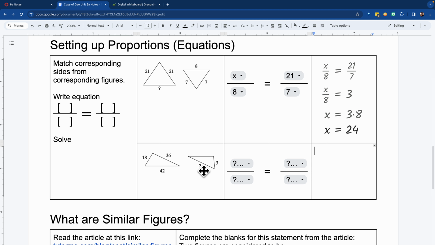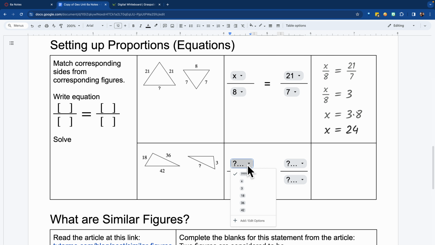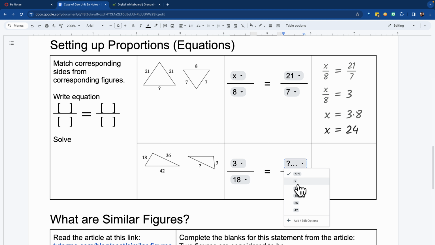Okay, so the question mark, the 3, and then I got all these. Here's how I would set this up. I noticed that the 3 is the short side, so I'm going to find the short side on the other one. That would be 18. And then I look at this question mark, that's going to be my x. And I'm trying to determine, is the x the long side or the medium? And to me, visually, I look at it and it looks like the long side. So then I'm going to match it with the long side from the other one, and that would have been 42. So 3 over 18 equals x over 42.